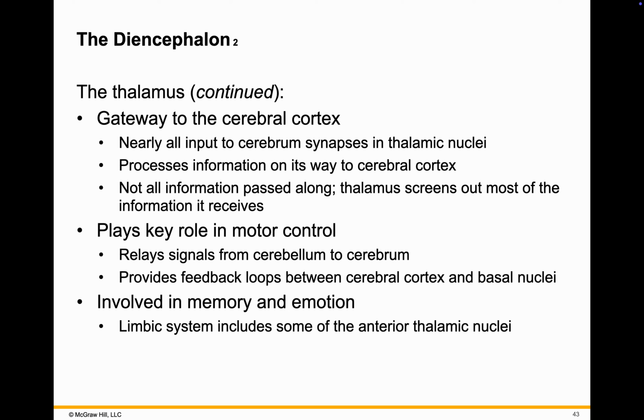The thalamus is the gateway to the cerebral cortex, so almost all input to the cerebrum synapses in the thalamic nuclei. It processes information on the way to the cerebral cortex. Not all that information gets passed along; the thalamus screens out most of the information it doesn't feel is necessary to move up. It plays a key role in motor control, relaying signals from the cerebellum to the cerebrum. It provides feedback loops between the cerebral cortex and the basal nuclei. We know it's involved in memory and emotion. It's part of the limbic system.